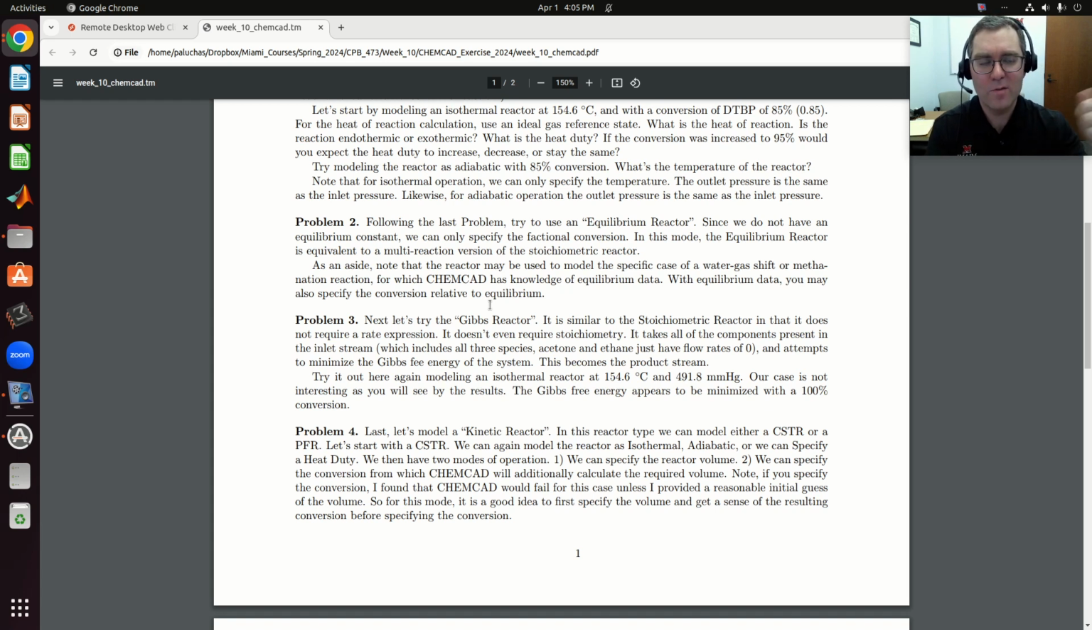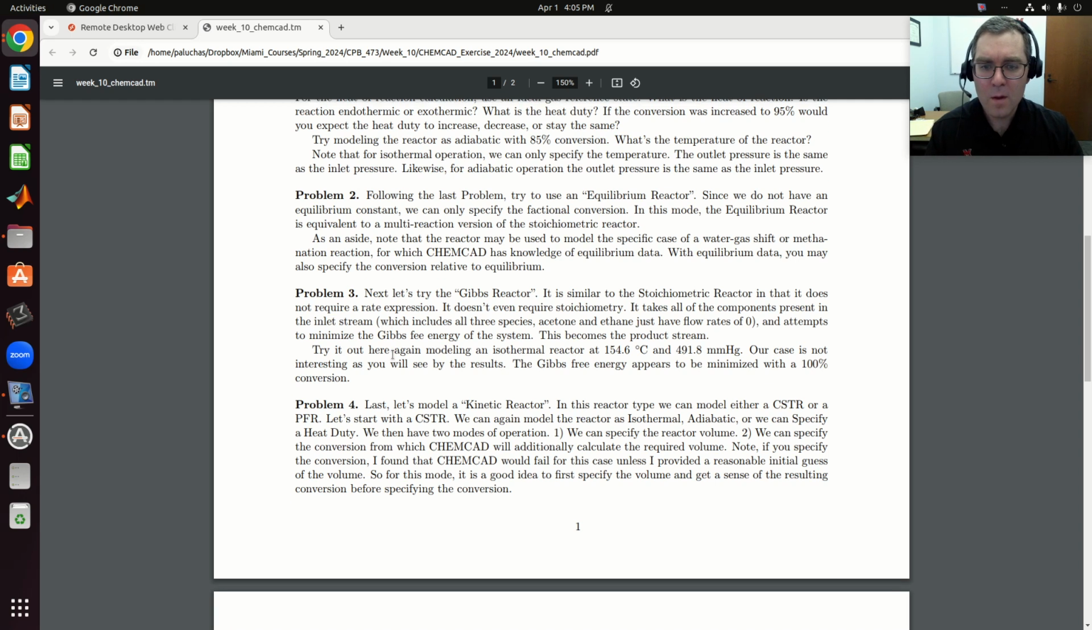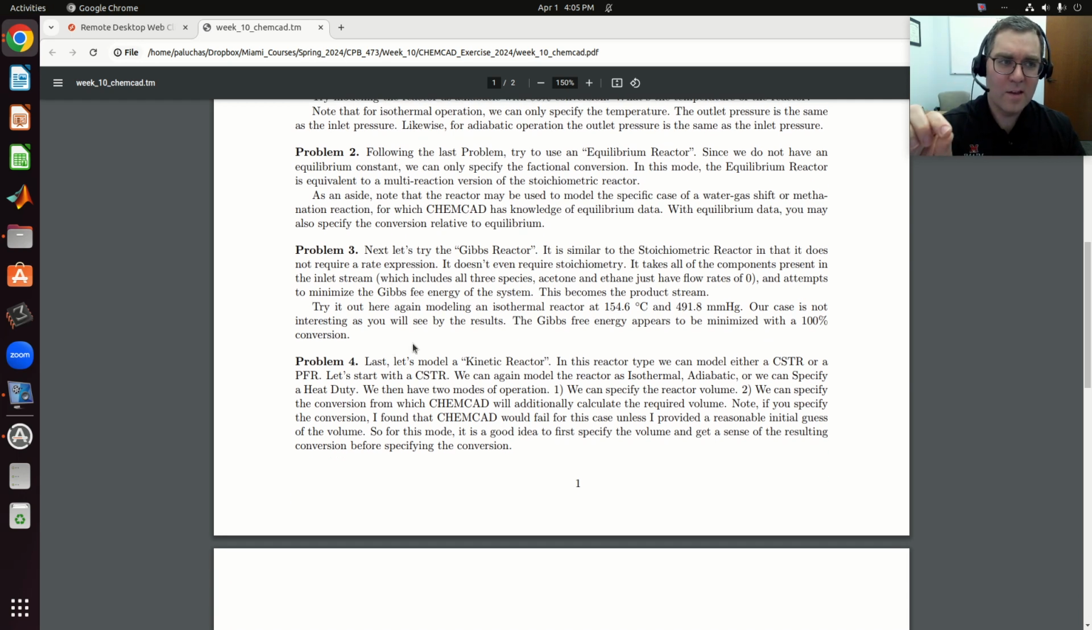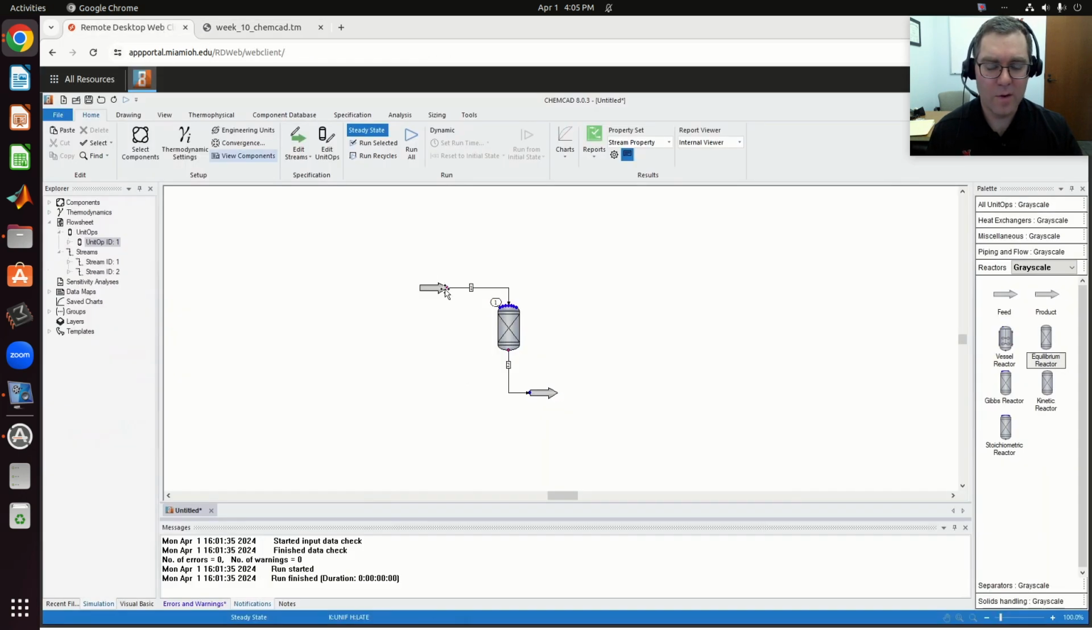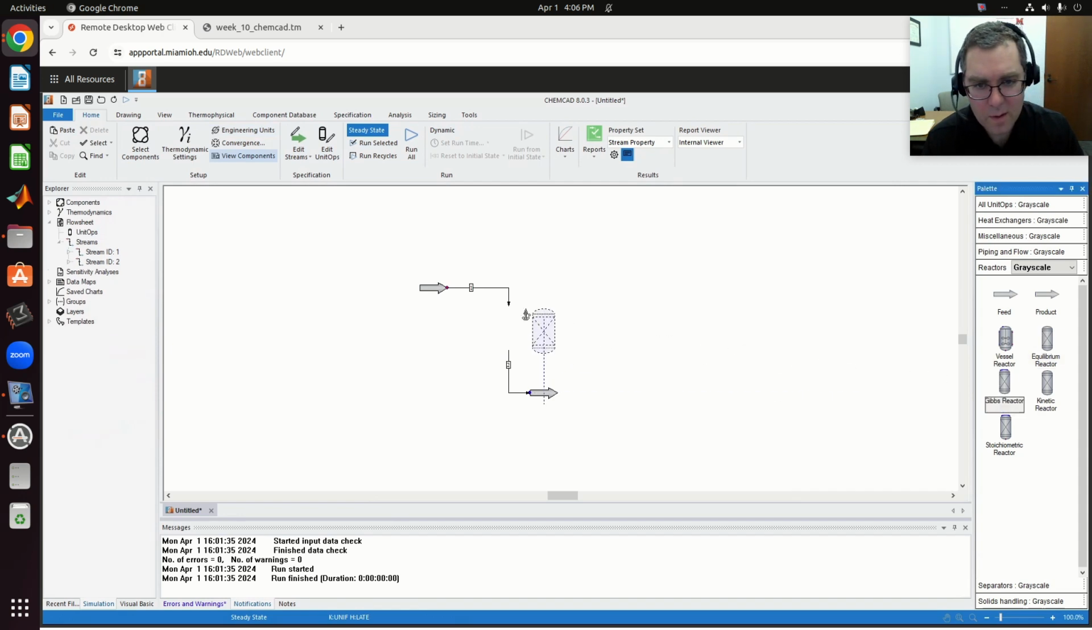And then along with specifying conversion with equilibrium, you could also specify the approach temperature, right? And the idea is that my equilibrium constant's a function of temperature. So specifying temperature goes hand in hand with specifying conversion. Now in this case, we're going to look at a Gibbs reactor. Okay, and so I still have the same flow sheet open. I'm going to delete my equilibrium reactor, and I'm going to swap in a Gibbs reactor.